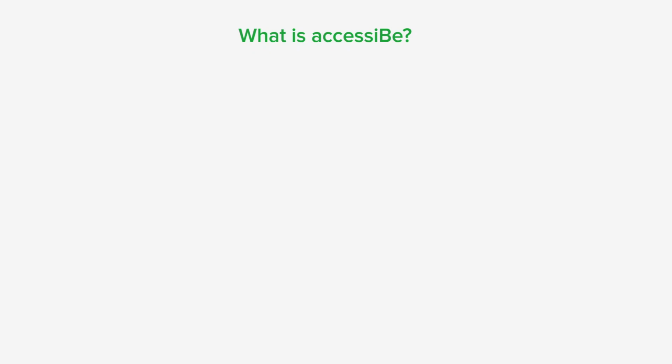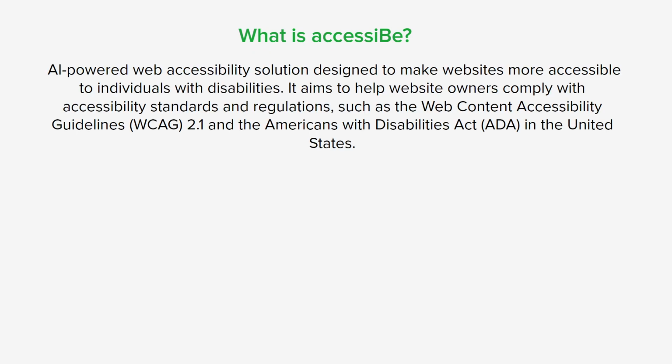So, what is accessiBe? accessiBe is an AI-powered web accessibility solution designed to make websites more accessible to individuals with disabilities. It aims to help website owners comply with accessibility standards and regulations such as the Web Content Guidelines and the Americans with Disabilities Act in the United States.